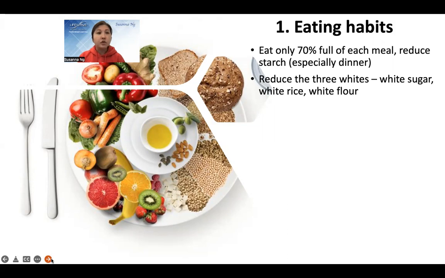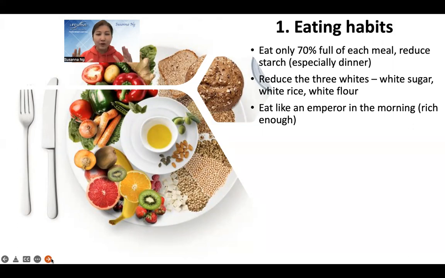First, sugar is not good. It transforms into a lot of fat. White rice contains a lot of starch, and so does white flour. In the morning, we can eat richly. Yes, in the morning I like a big breakfast. I always post it on Facebook. My breakfast is very big, with a lot of greens, a lot of meat, and an egg. So we eat like a king in the morning.